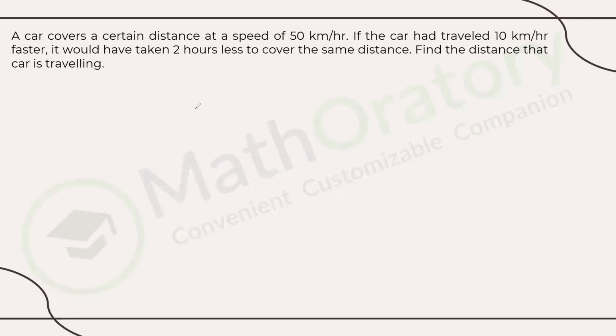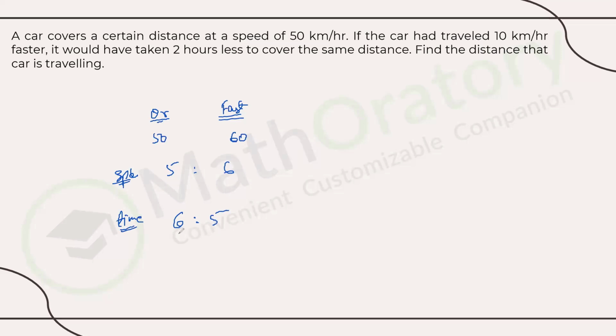So let us simplify the problem. We have the original speed as 50 km per hour. The faster speed is 60 km per hour, 10 km per hour more. So the ratio of speeds in these two scenarios is 5:6. Again, distance remaining constant, if the speeds are in the ratio 5:6, the time should be in the ratio 6:5, inverse.